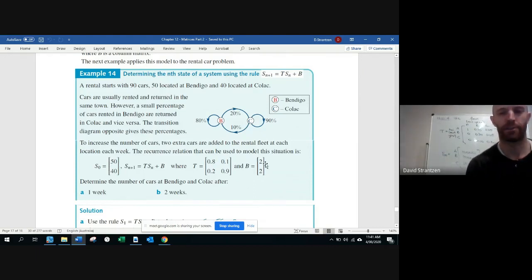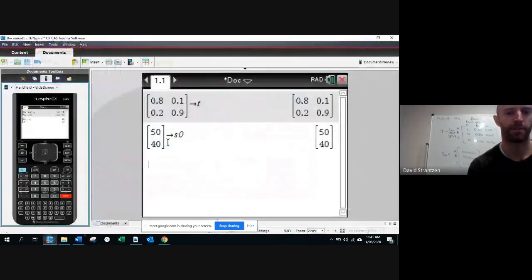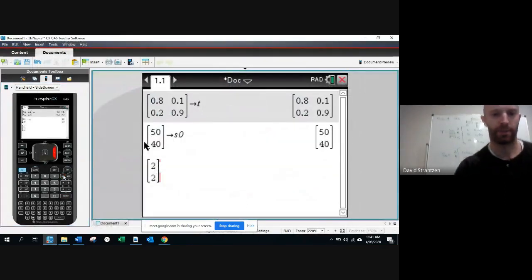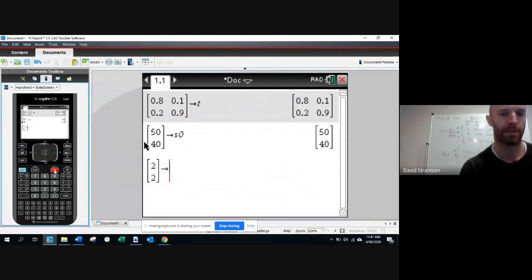I've got an extra matrix that I'm going to have to store in my calculator, and then we're going to determine the number of cars at Bendigo and Colac after 1 week and then after 2 weeks. So I've stored my T and S naught matrices already. Matrix B is a 2x1 with the numbers 2 and 2. I'm going to store that as matrix B.